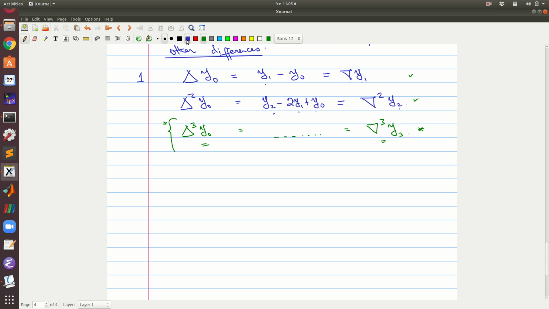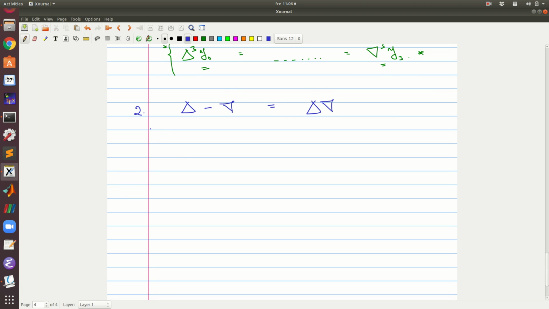So the second relation we would like to see is that the forward difference minus the backward difference is going to give us the forward difference times the backward difference operator. Okay, a proof for it is quite easy to follow.